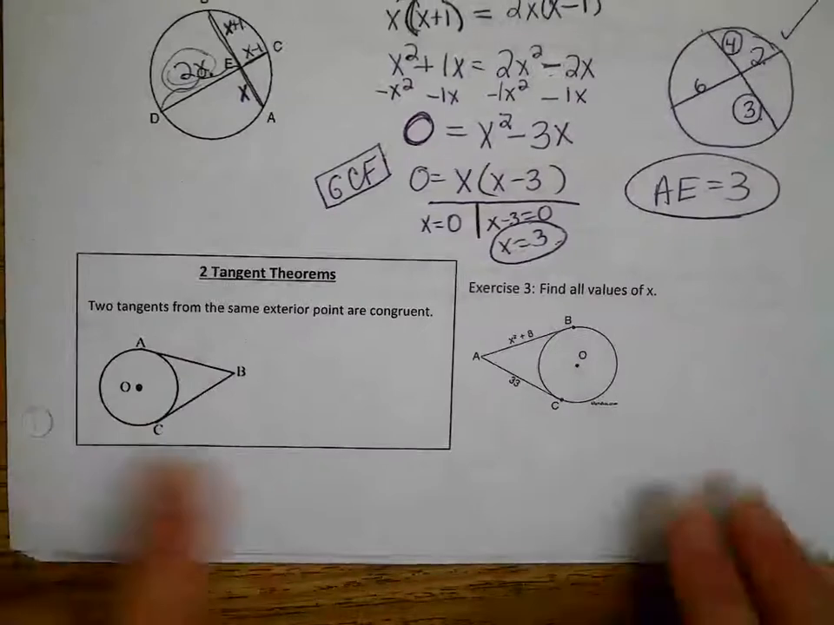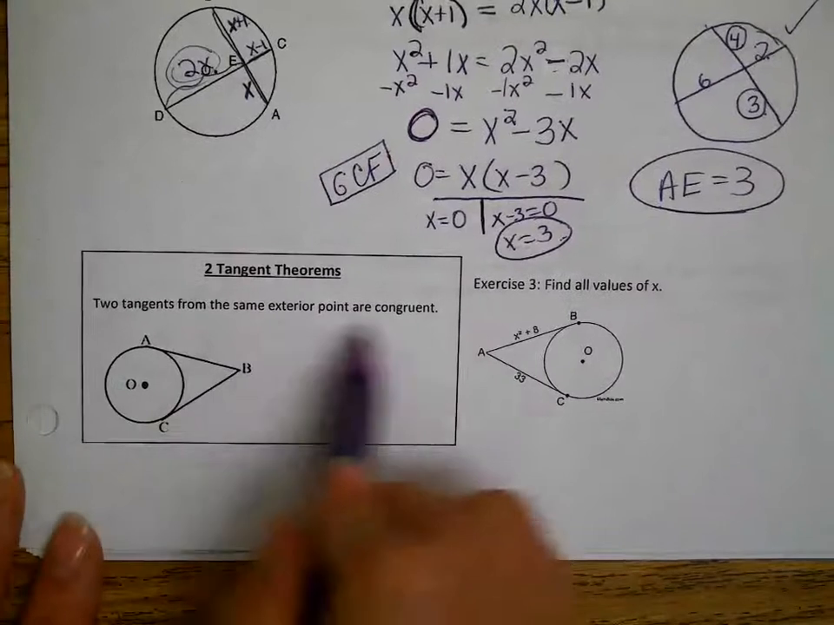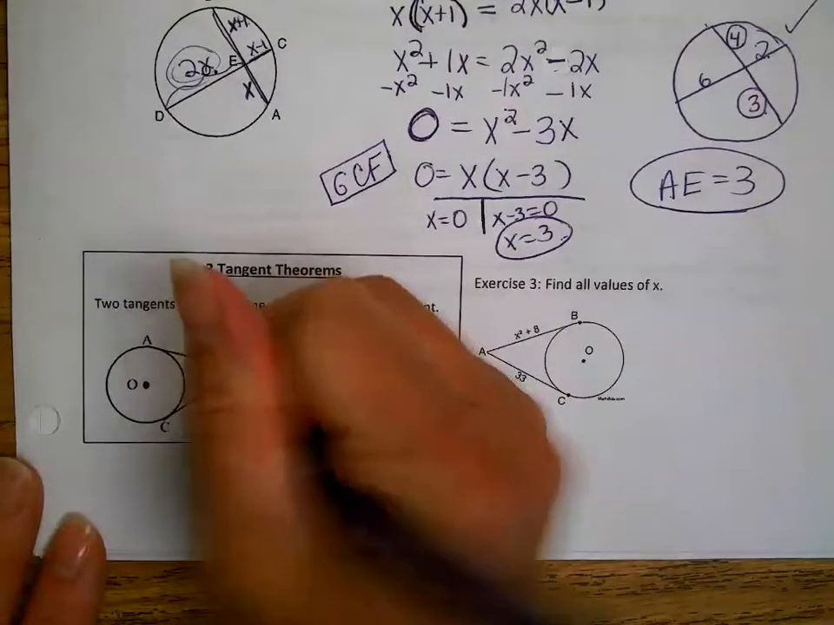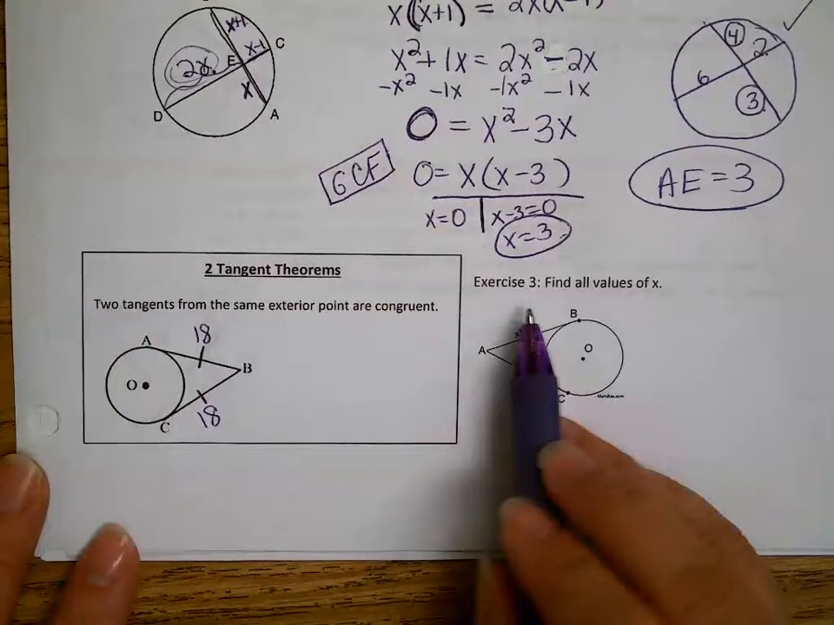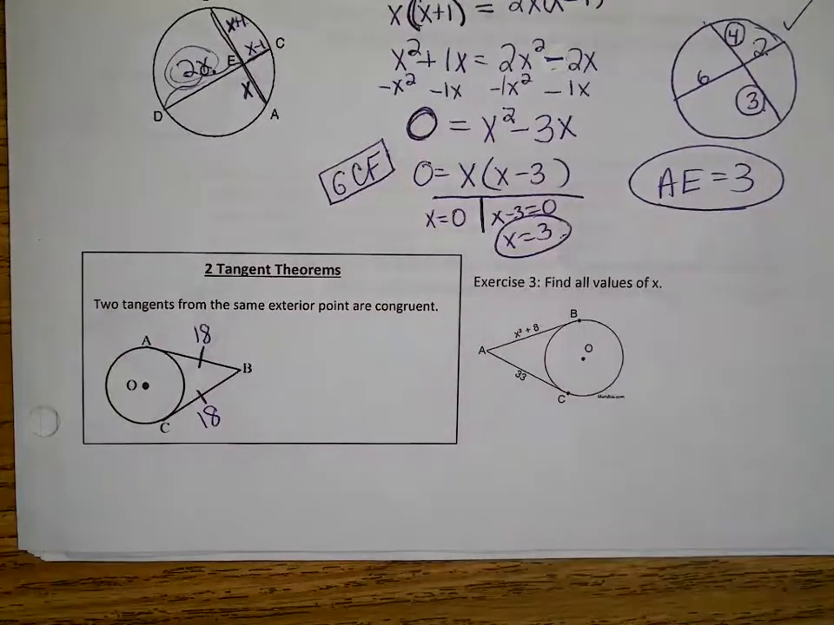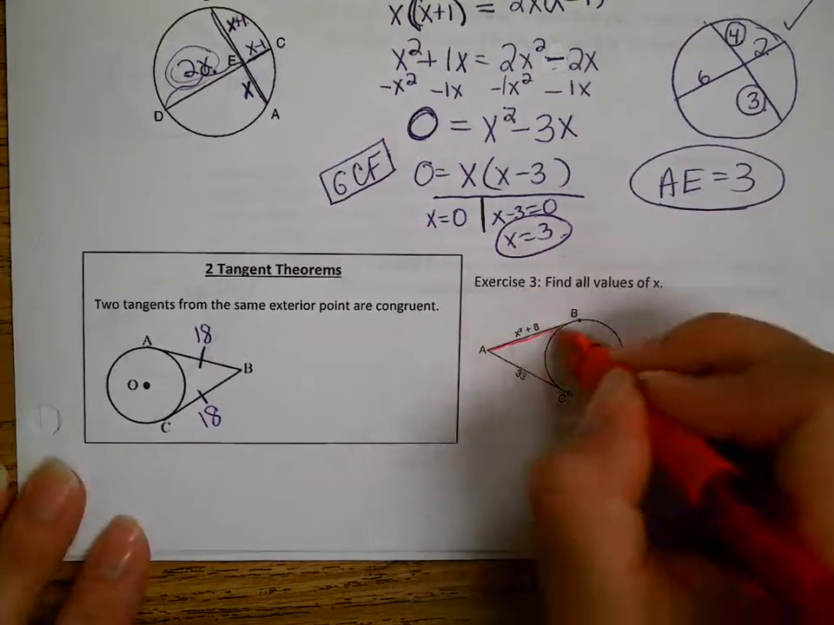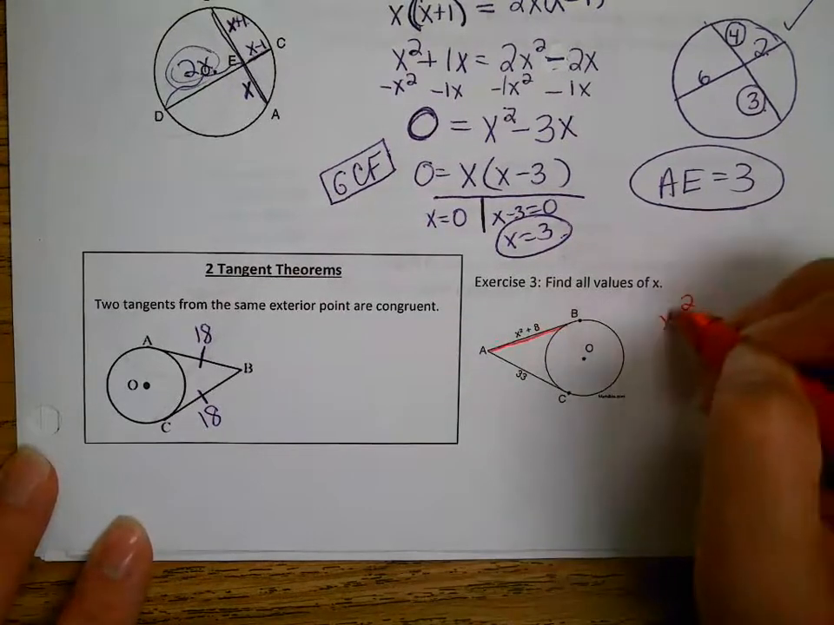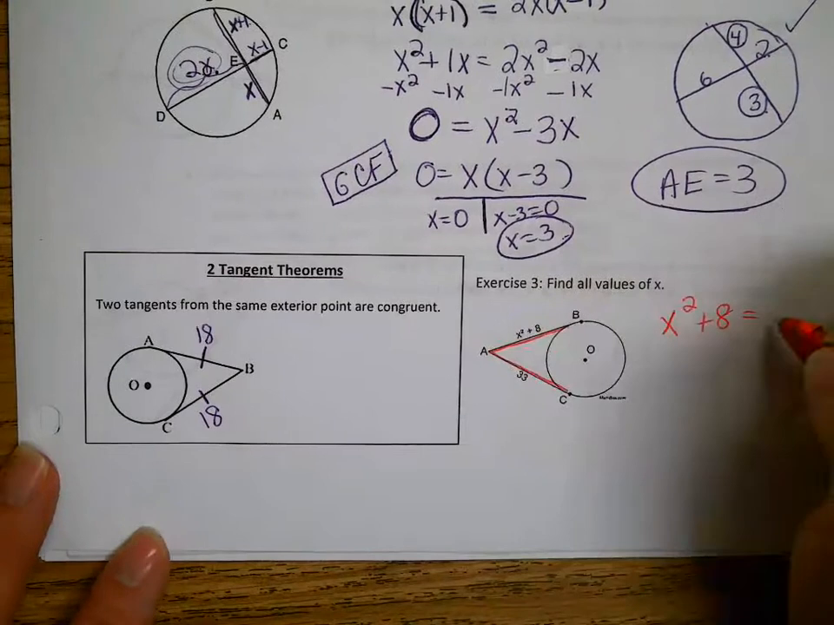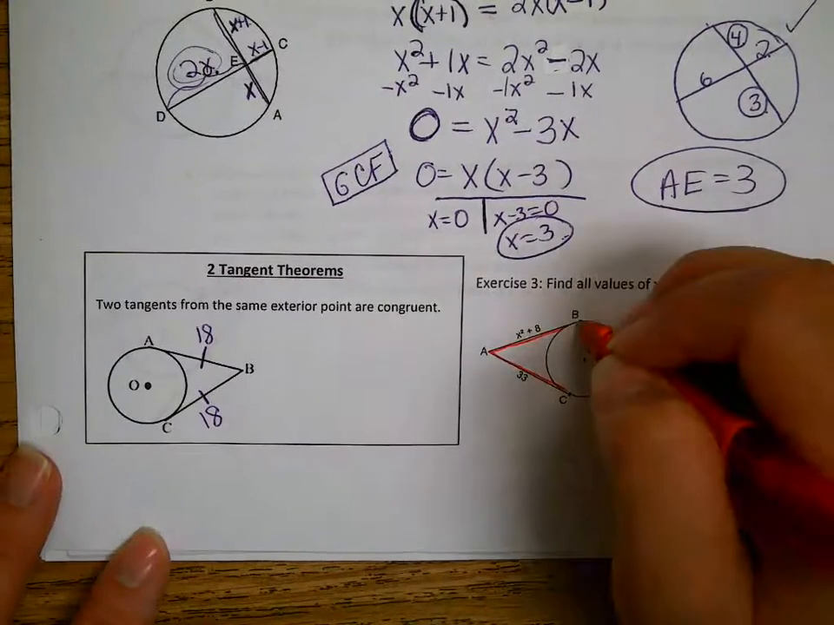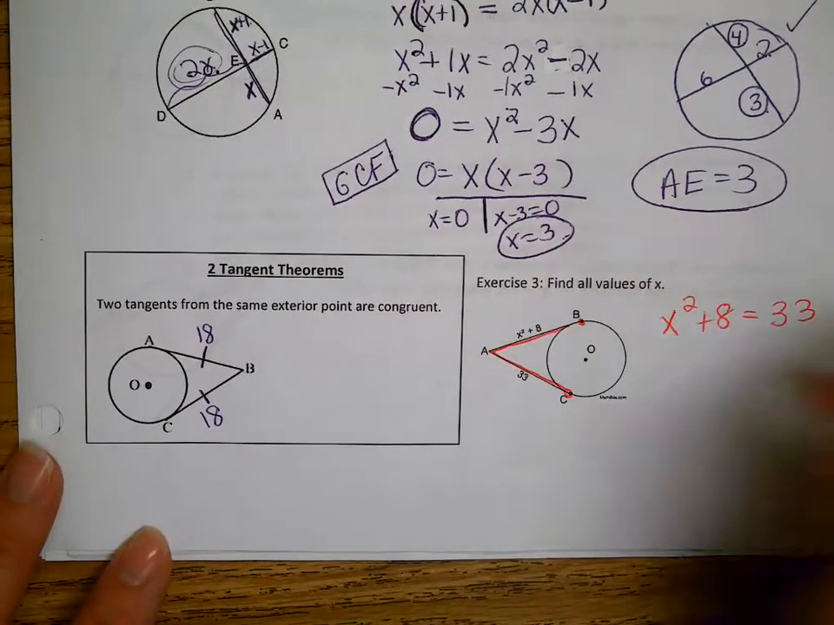Two tangents. Okay, two tangents from the same exterior point are always equal to each other. So if that measure is 18, this measure would be 18. So solve and find all values of x. So looking at this question, we have across one segment, AB is x squared plus 8. The other tangent is 33. And we know they're tangents because there's just one point of intersection.